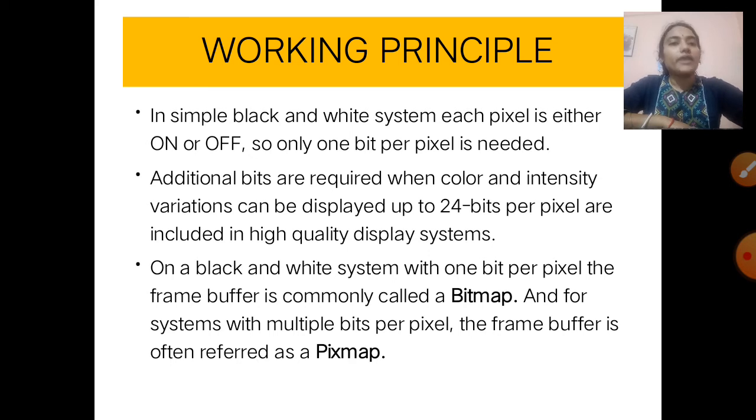On a black and white system with 1 bit per pixel, the frame buffer is commonly called a bitmap. When we work in a black and white system, 1 bit per pixel, the frame buffer is known as a bitmap, and for the color system or monitor system with multiple bits per pixel, the frame buffer is called a pixmap or pixel map.